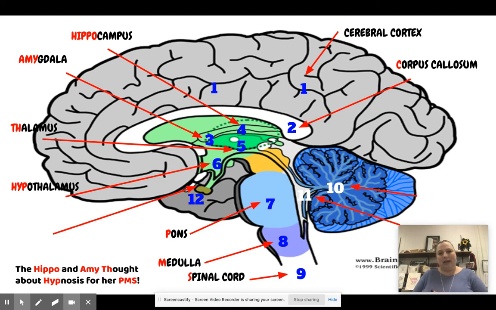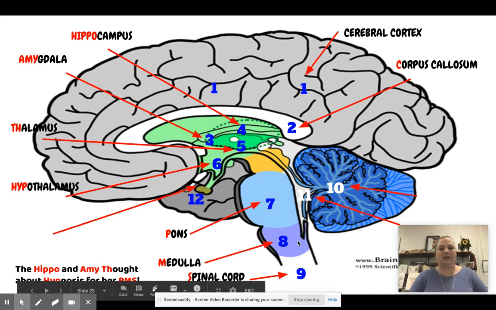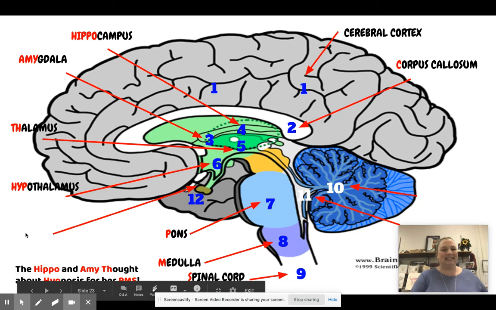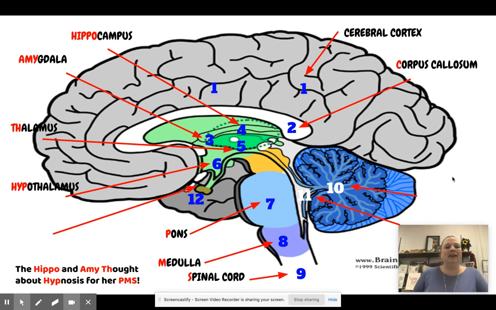Now, originally, when we taught this, we taught these three areas down here really easily because it says PMS. And everybody knows what PMS is, right? But I thought, you know what? The things my students tend to get wrong are these little things down in here. So there's got to be a way to remember it. So I came up with this really silly sentence, but it works. If you could put this sentence down, I promise you, I think it will help. It says, the hippo and Amy thought about hypnosis for her PMS.